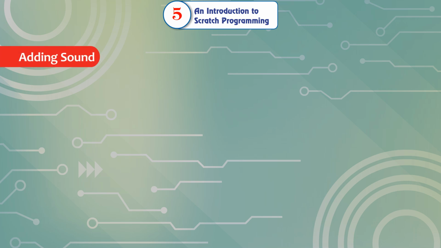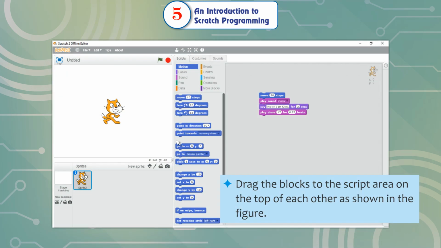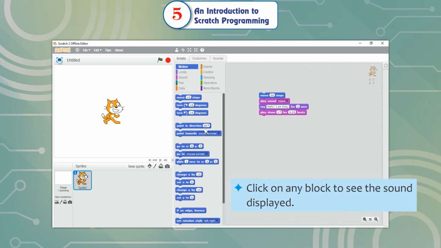Adding sound. Drag the blocks to the script area on the top of each other as shown in the figure. Click on any block to see the sound displayed.